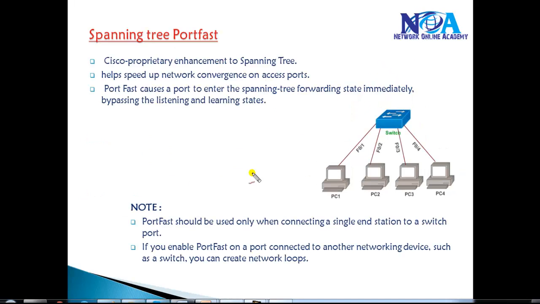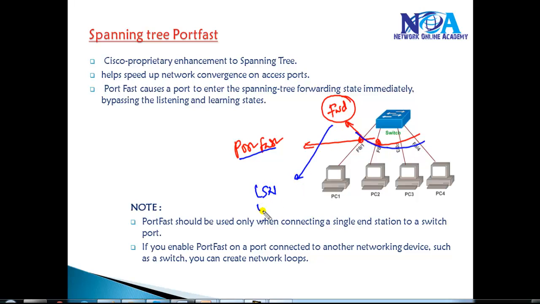What we can do is add an enhancement to the default spanning tree behavior, where on these access ports we can disable spanning tree. In fact we are not disabling spanning tree; we are going to enable the portfast feature, which allows the access ports to transition into forwarding immediately, bypassing the listening and learning stages. So once you enable portfast, these ports will not go through listening and learning, and transition immediately into forwarding.